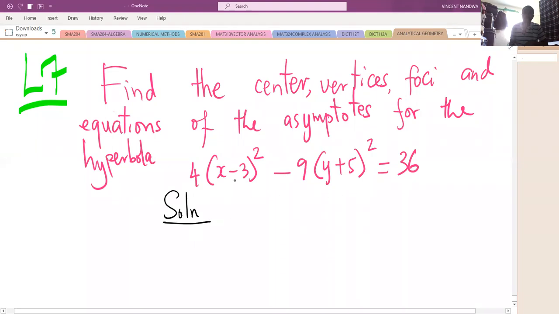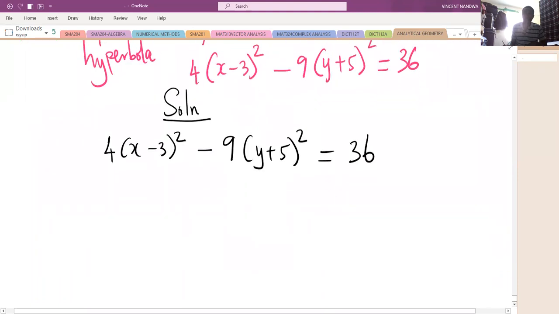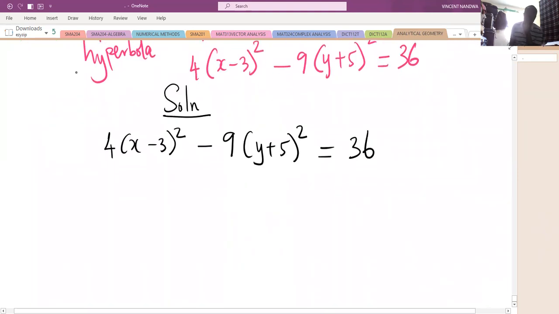First step, arrange or transform the equation into standard form. So this is what we are going to do. We have 4 into x minus 3 squared, minus 9 into y plus 5 squared equals 36. The first thing, you ensure that the right hand side is 1. So divide every term by 36.